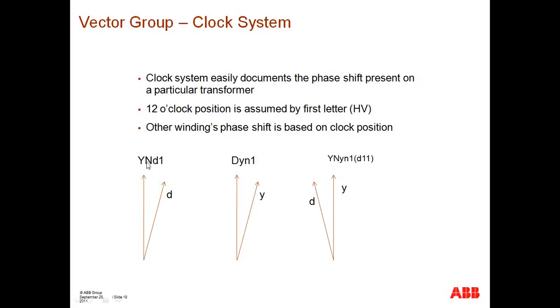So in this particular case, we have a YN-D1 transformer. Y being the high voltage being Y connected, and then the D documenting the low voltage winding, which is connected in delta, and it has the 1 o'clock position, in such a way that the high voltage winding is leading the low voltage winding by 30 degrees. Each hour on the clock represents a 30-degree phase shift.